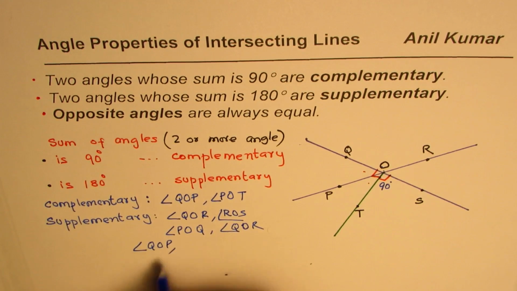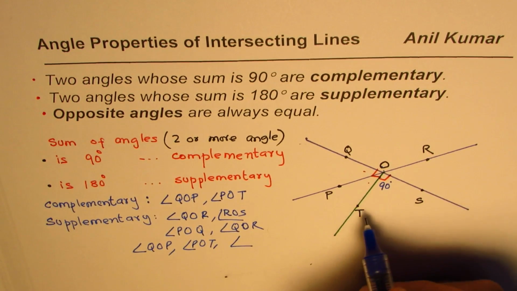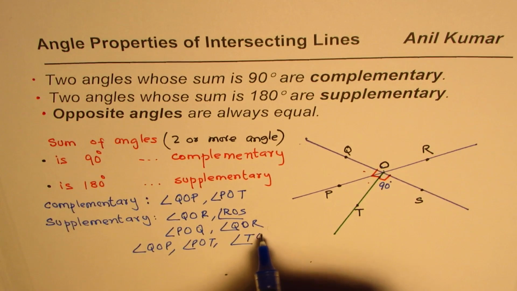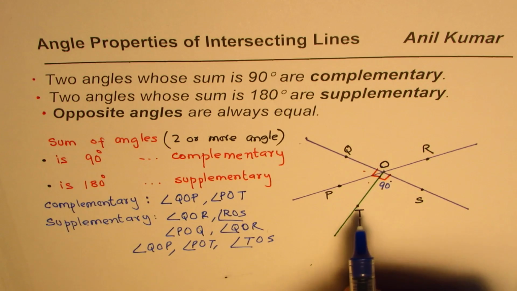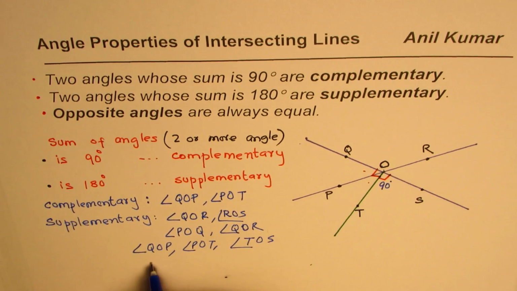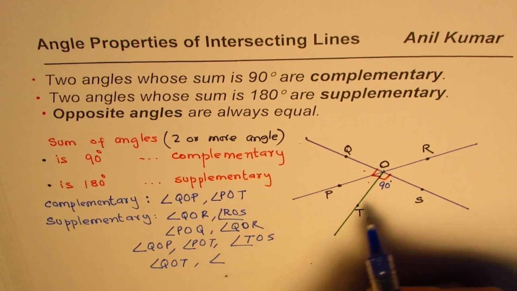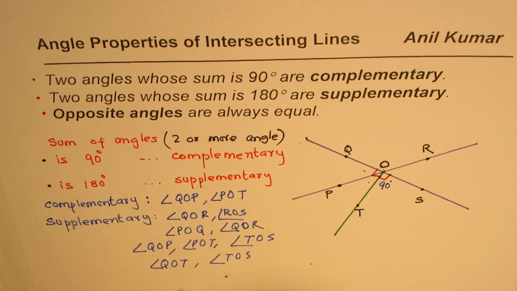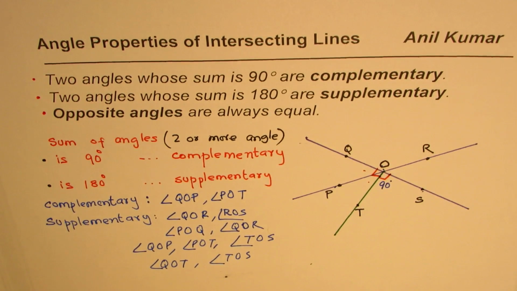So QOP, POT, and angle TOS, right? Angle TOS. So these three combined together do form supplementary angles, correct? We could actually write this part as a combination of two angles also. That is to say, angle QOT and angle TOS. Well, you could also write QOP and POS. Do you get an idea, right? So, likewise, we can actually write many sets of supplementary angles in this particular case.